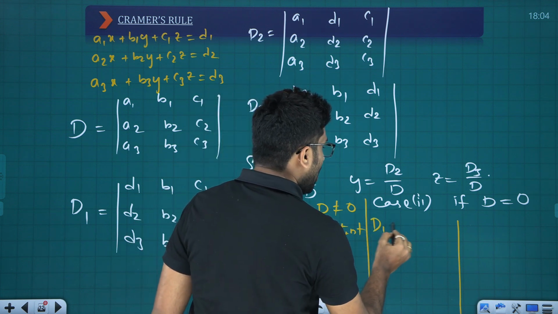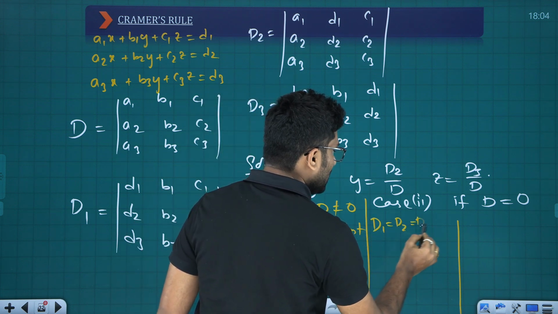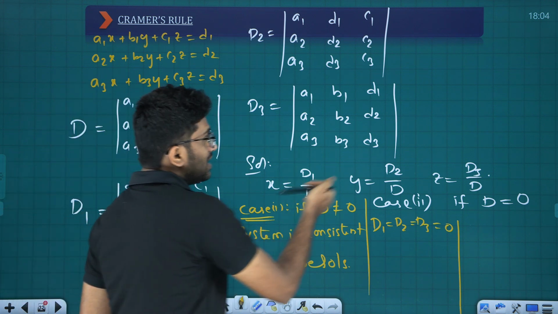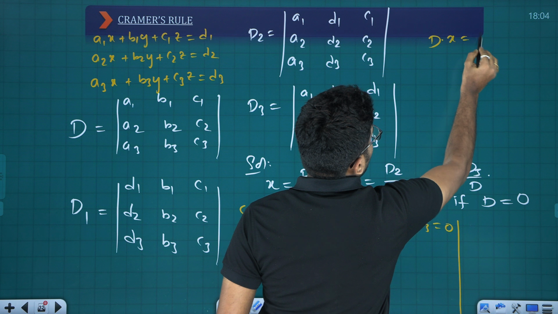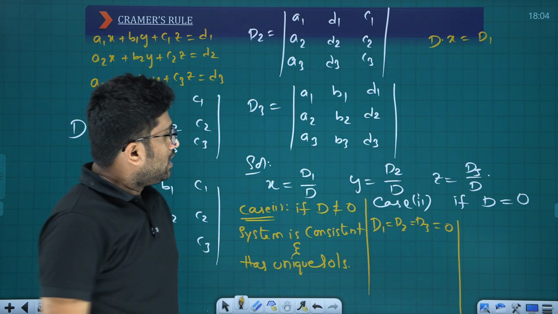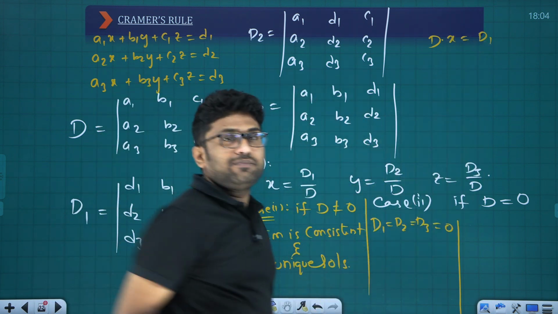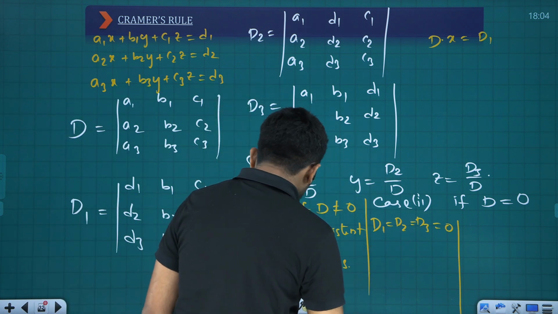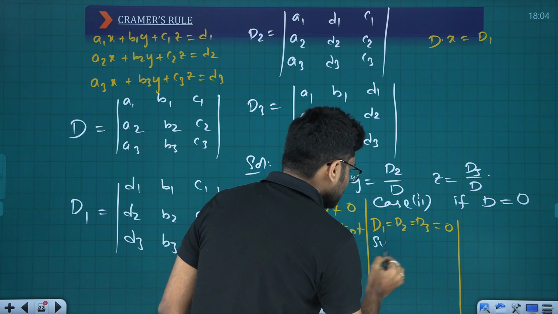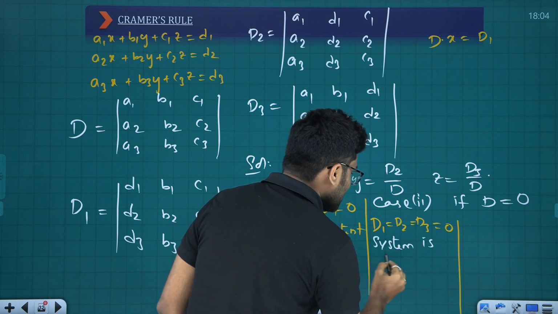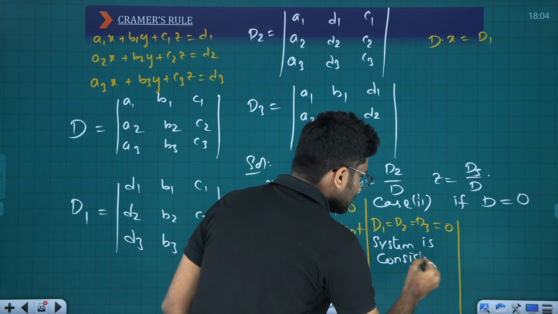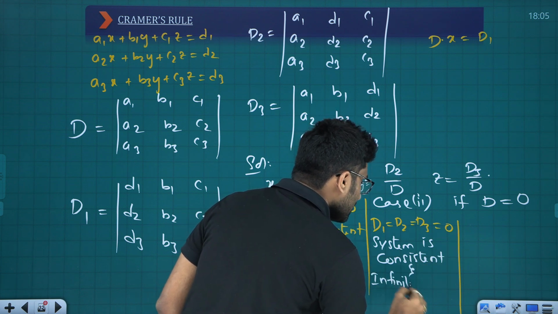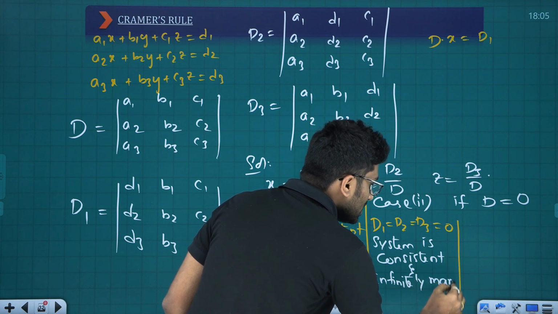Number one, if all three of D1, D2, D3 are 0. In general, how do we get it? D into x is equal to D1, before dividing. Now D is 0, D1 is 0. That means x can be any number, y can be any number, z can be any number. So in this case, we say the system is consistent and has infinitely many solutions.